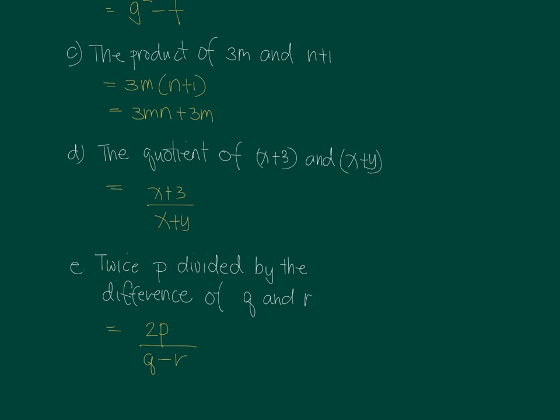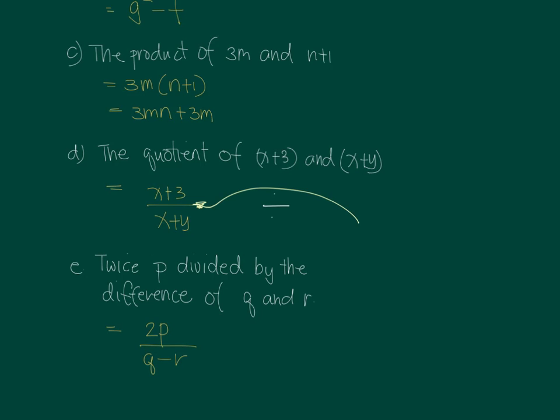Now note that we're not using this symbol anymore for division, although we may use that for some expressions, but it is already enough for us to just use this bar to symbolize division. Division in algebraic expressions acts as if they're fractions. They're actually fractions, but when you see fractions, you interpret that as the numerator divided by the denominator. So again, the quotient of x plus 3 and x plus y can be written as x plus 3 over x plus y.